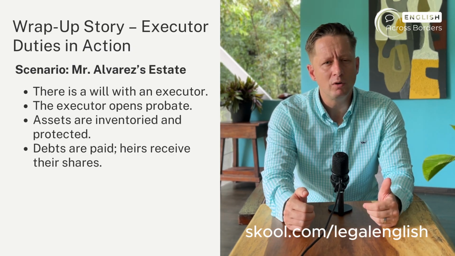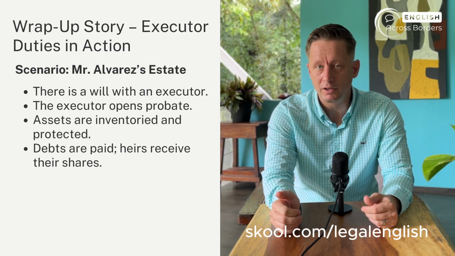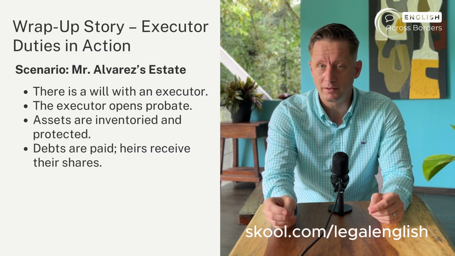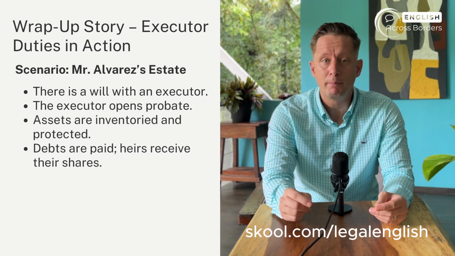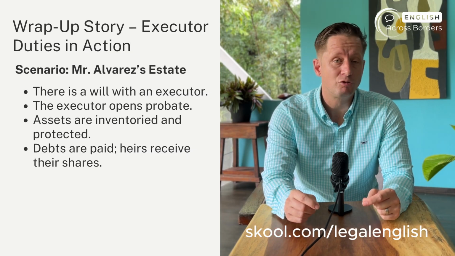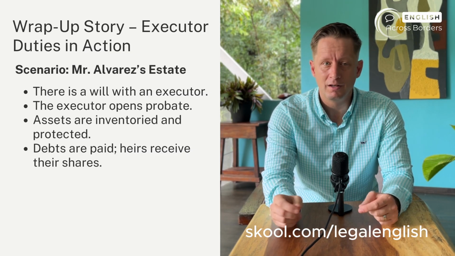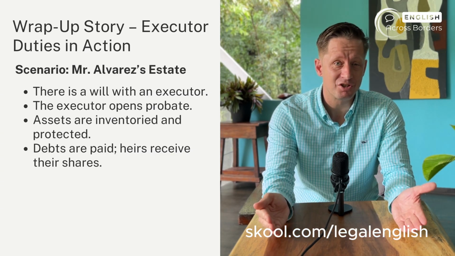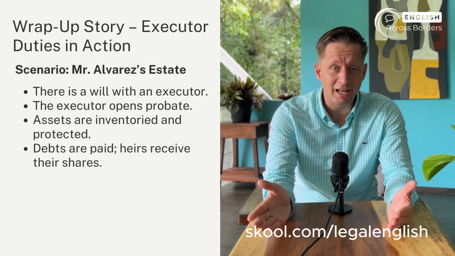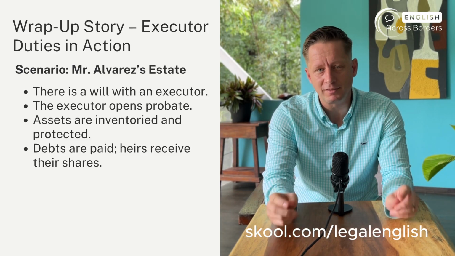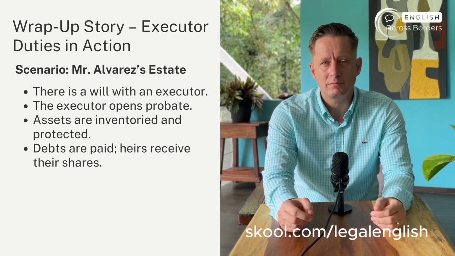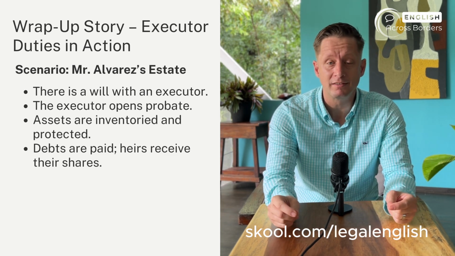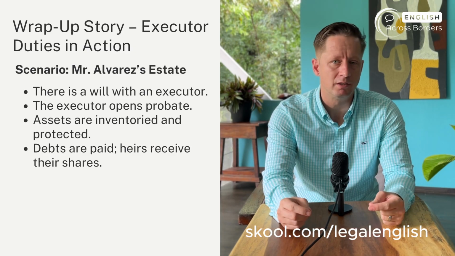estate. If you were explaining this to a foreign client, you could say in clear English, the executor opens probate, makes a list of assets, pays the debts, and then distributes the estate to the heirs. There is a will. There are heirs. There are assets to manage. This story combines the vocabulary, the grammar, and the legal phrases learned in class. It shows how you can give a step-by-step explanation of inheritance in simple and professional English.